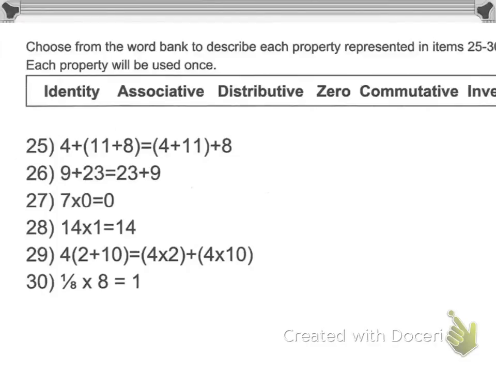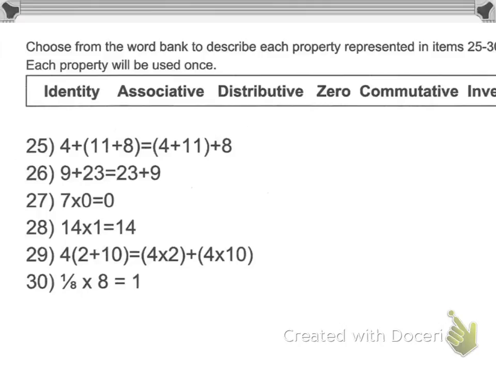Okay, the last thing that you had to do on the test was the properties. So this would be associative, commutative, identity, inverse, distributive. Those are the main ones that we're working with. So I'm going to go over these 6 problems. The ones on your real test are different, but it might give you some help.